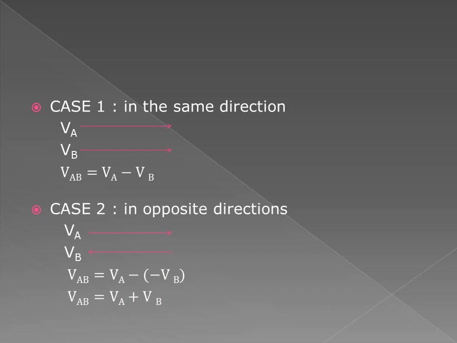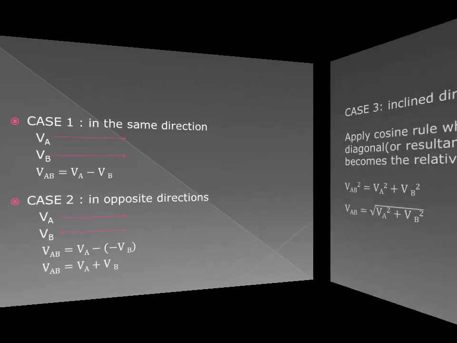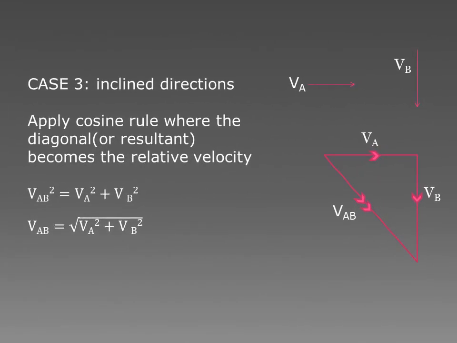Let's look at the third case. For the third case, that is when the velocities are inclined to each other, as shown in our diagram, body A is moving eastward and body B is moving southward. These velocities are inclined at an angle of 90 degrees to each other. Now, the resultant velocity becomes the relative velocity, and in this case, the triangle has to be completed.